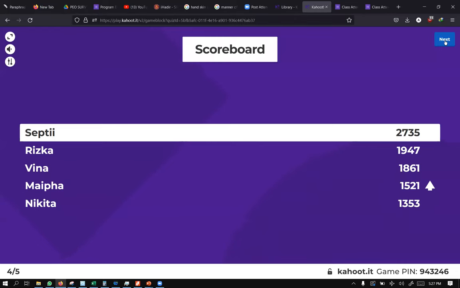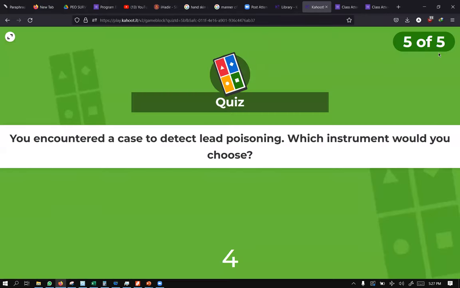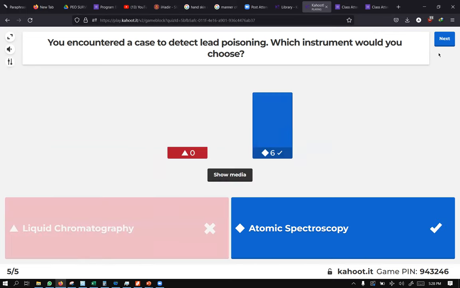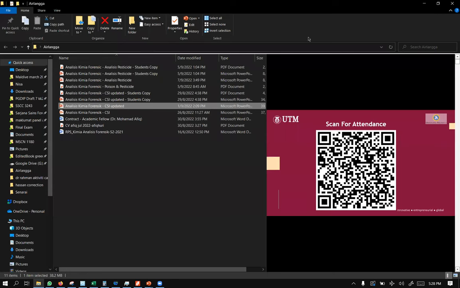Safety is number one. The last question: you encountered a case to detect lead poisoning. Which instrument would you choose? Lead poisoning, plumbum. Wow, that's amazing, all of you got it correctly. Congratulations. That's all for today's class.